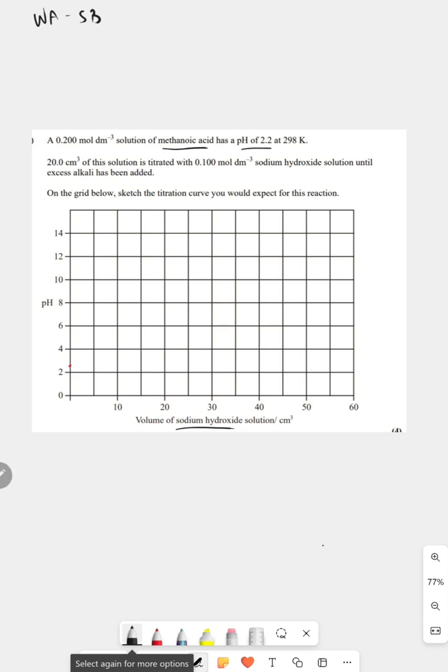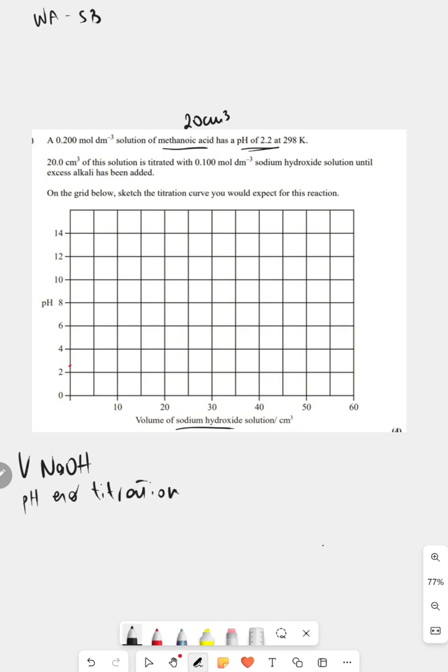So first of all, we know that it has a pH of 2.2, so this is going to be our starting point. Then we know that 20 cm³ of this solution, so we're talking about the acid, is titrated with 0.1 sodium hydroxide until excess is added. Okay, so there are a few things that we need to find in order to plot this titration curve. We're going to need the volume of sodium hydroxide added, so we're going to need to calculate that. And then we also need to know the pH at the end of titration, and we need to find the pH when we have excess sodium hydroxide. So as you can see, many calculations that we get the chance to do.